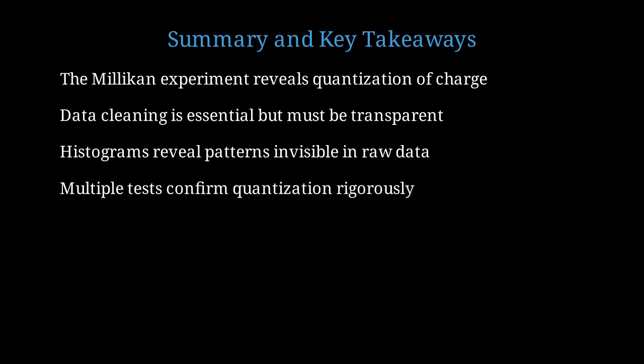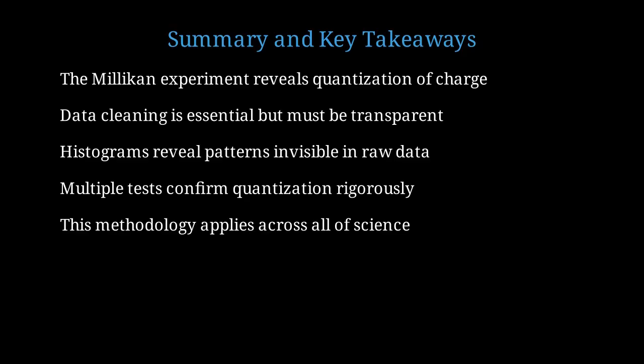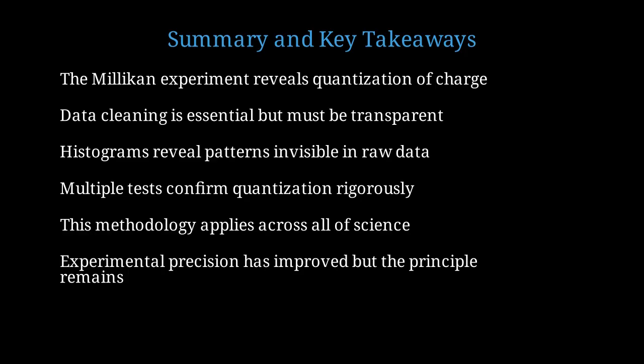Testing for quantization requires multiple approaches. Check if ratios are integers. Divide by candidate values and look for peaks at integers. Use statistical tests like chi-squared. Converging evidence from multiple methods gives confidence. The skills you've learned today go far beyond oil drops. Whenever you have noisy measurements and suspect an underlying discrete structure, use these techniques. Histograms, peak finding, greatest common divisor analysis. They work everywhere. Finally, appreciate how far we've come. Millikan worked with primitive equipment and got within 1% of the true value. Modern techniques achieve parts per billion precision. But the fundamental approach, the statistical analysis of many measurements, hasn't changed.